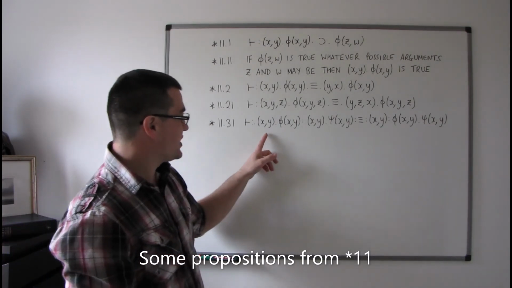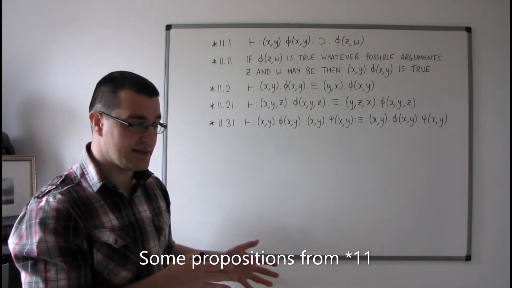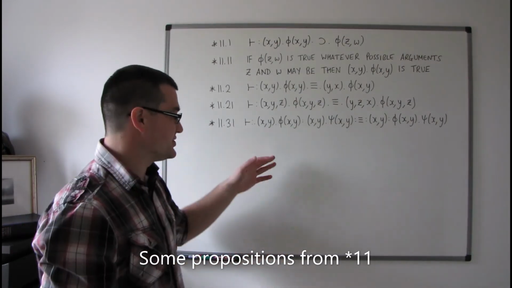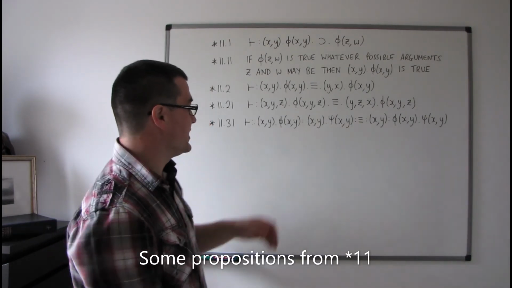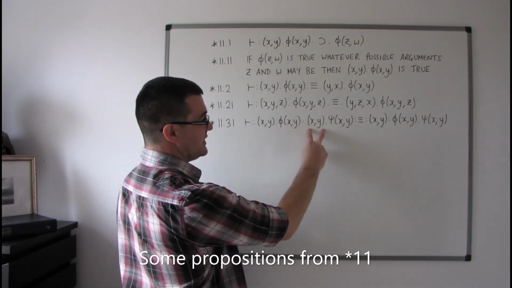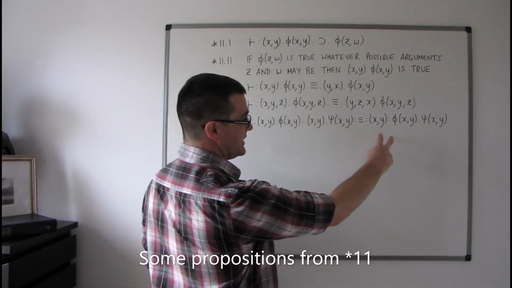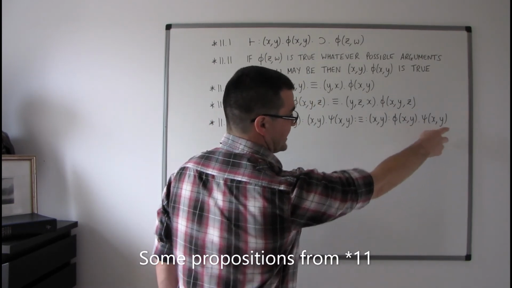The first is because we can see here, again, as I was commenting in relation to section 10, the scope of the apparent variables is changing. So here the scope of the xy is just the phi xy. Here the scope is the psi xy. Here the scope is the logical product of phi xy and psi xy.